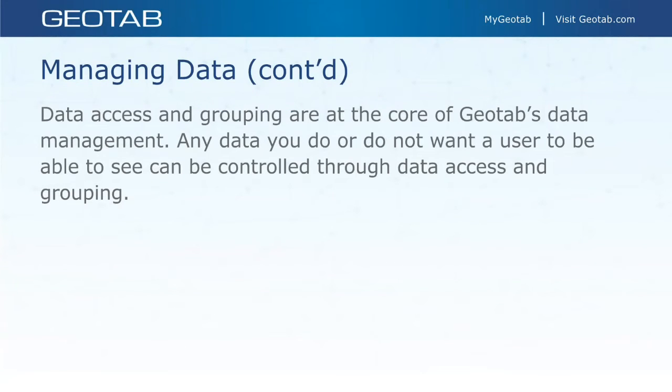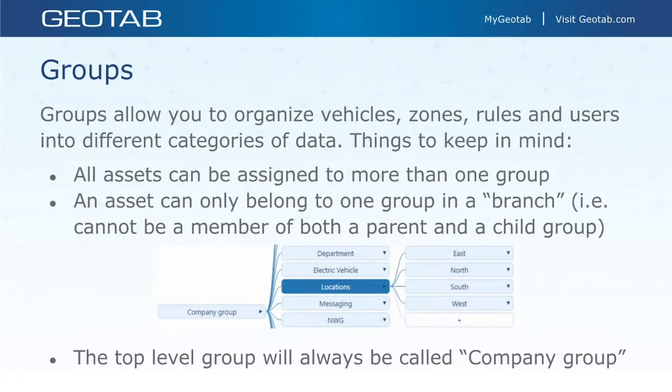So data access and grouping are really at the core of Geotab's data management. This is the takeaway. Any data that you do or do not want a user to be able to see can be controlled through data access and through grouping. It all comes back to that. Groups, as I've mentioned, allow you to organize vehicles, zones, rules, and users into different categories. When you create your groups, assets can be assigned to more than one group.